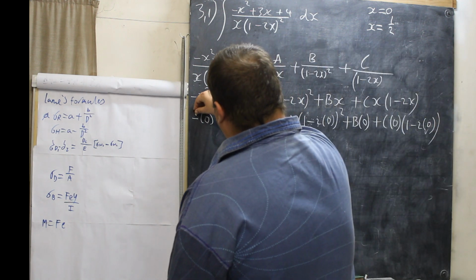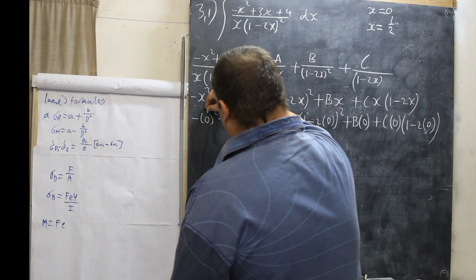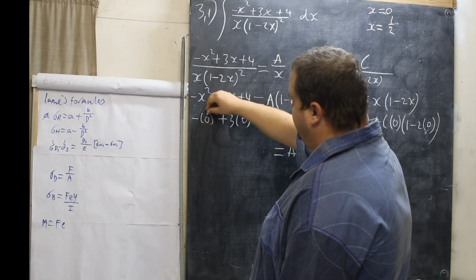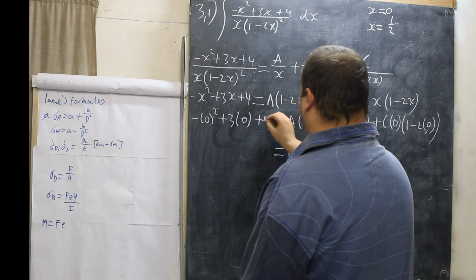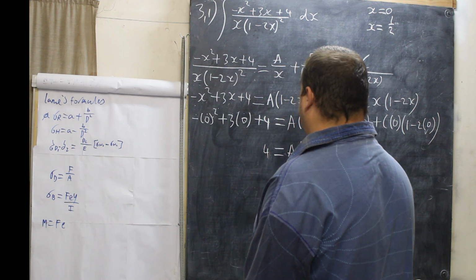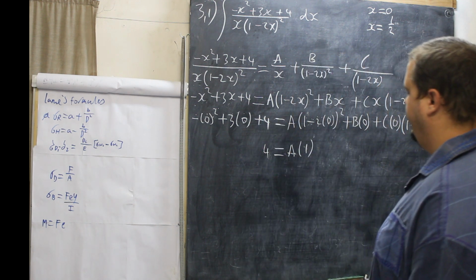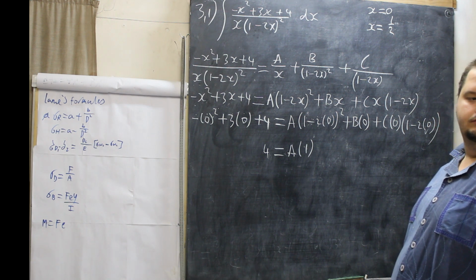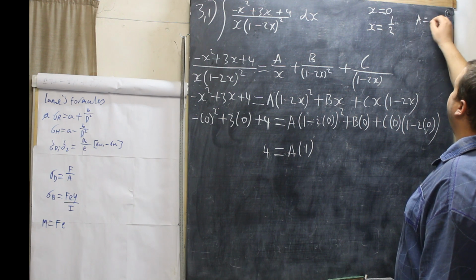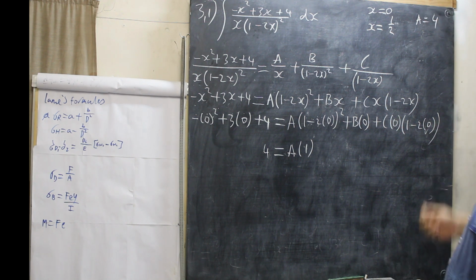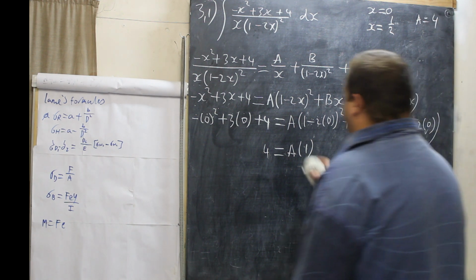Now, 0 times 0 is 0. 3 times 0 is 0, so 0 plus 0 plus 4. So it's all plus 4. So A is equal to 4 in this case. So A up top here is equal to 4. Next step.